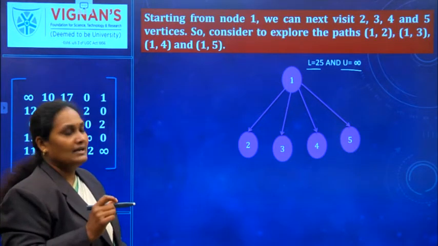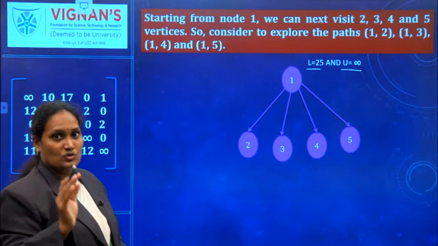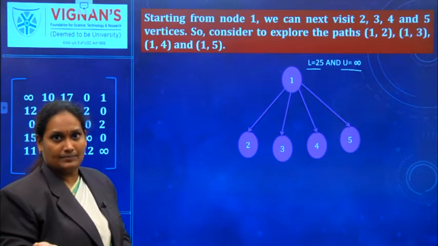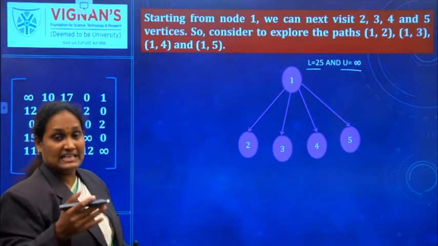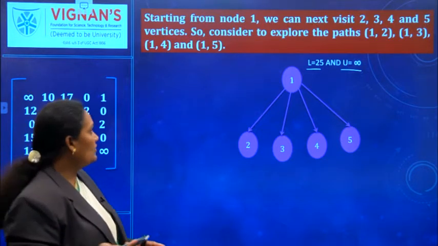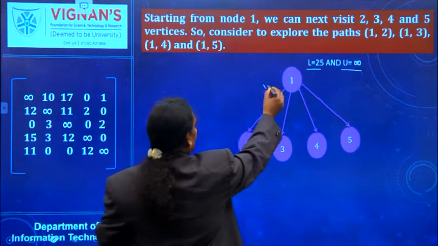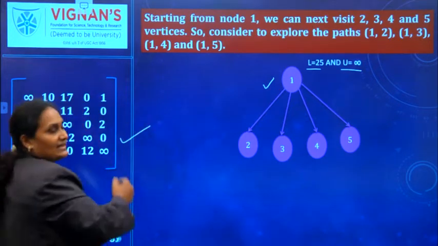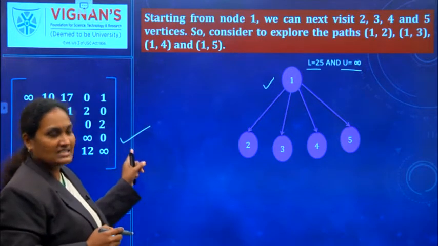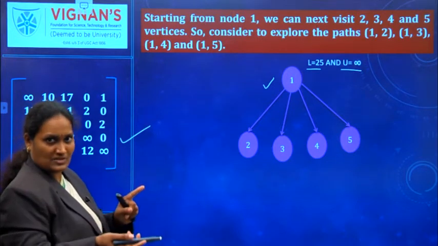Now from 1, the traveling salesperson has to move to which city? Whether 2, 3, 4 or 5. To which city does he have to move? Here we need to consider the reduced matrix at 1. We already found the reduced matrix. This is the reduced matrix, and we need to use it in the further processing.